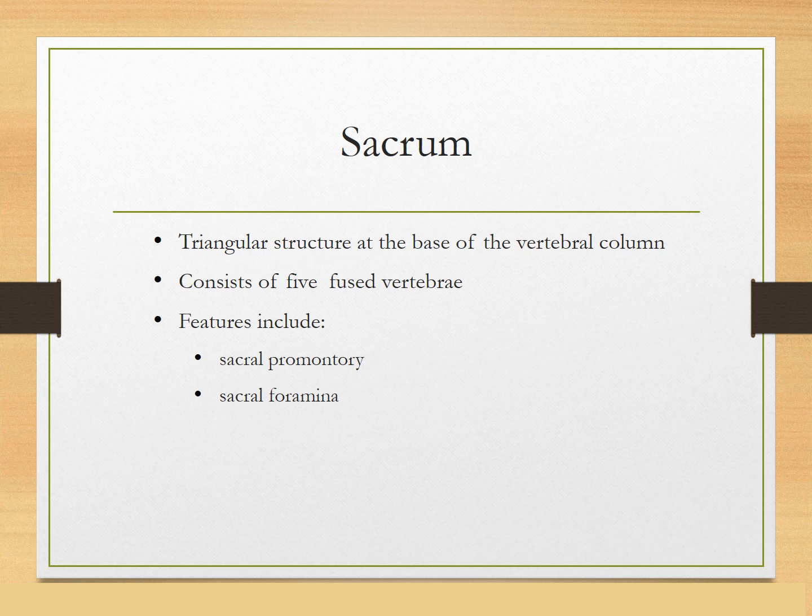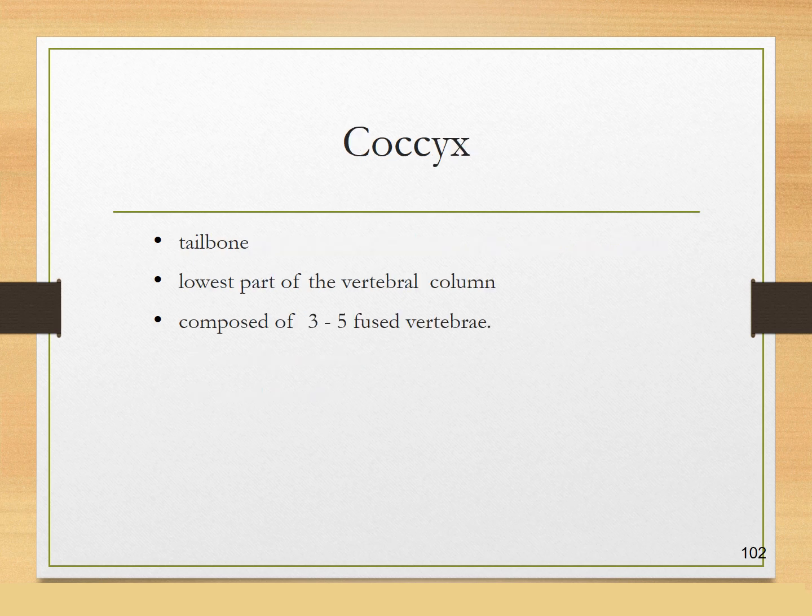The sacral promontory is kind of the upper rim, which is the most anterior part of the sacrum and is used as an obstetrical landmark. There are holes that pass down the sides of the sacrum, and these are the sacral foramina. The coccyx, also known as the tailbone, is the lowest part of the vertebral column. It consists of 3 to 5 fused vertebrae. The average number is 4.